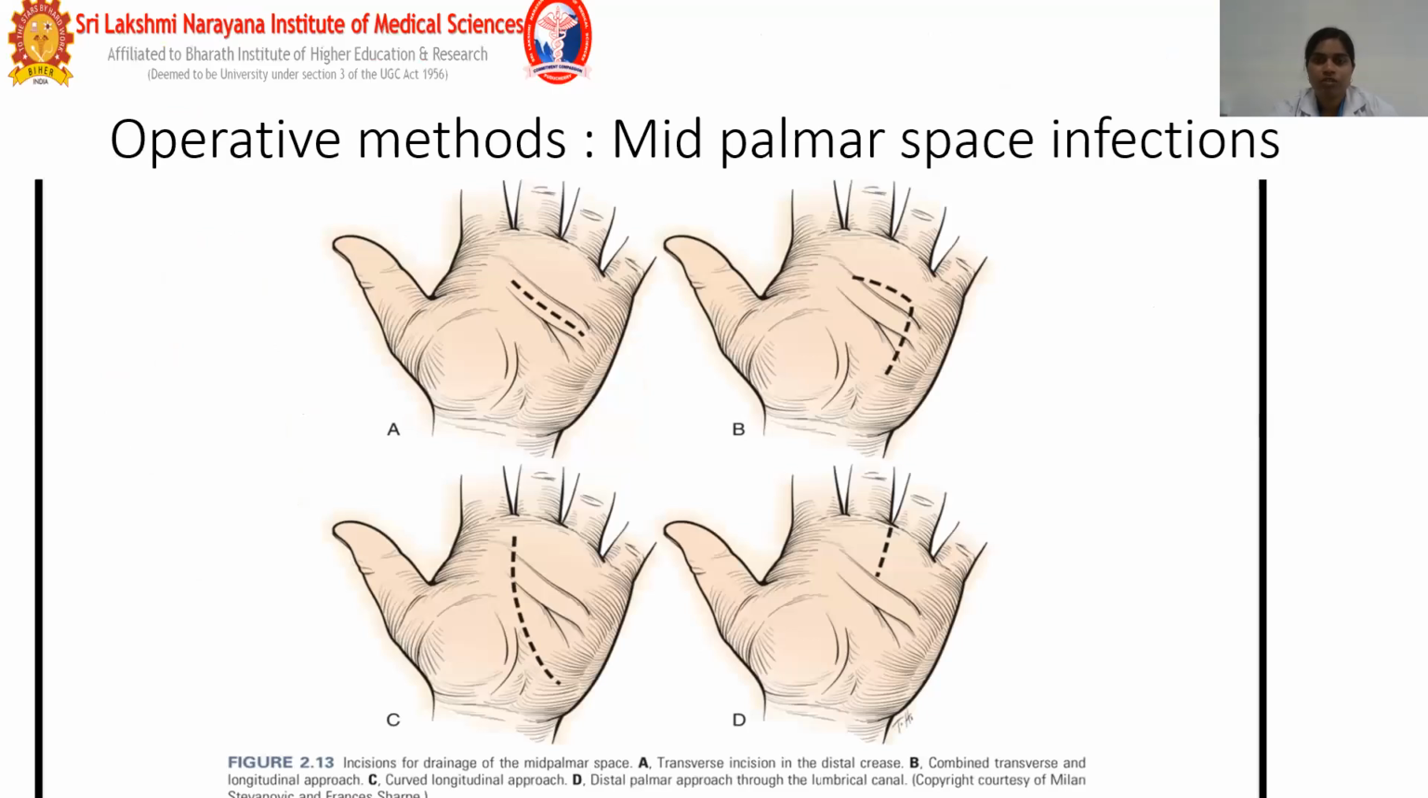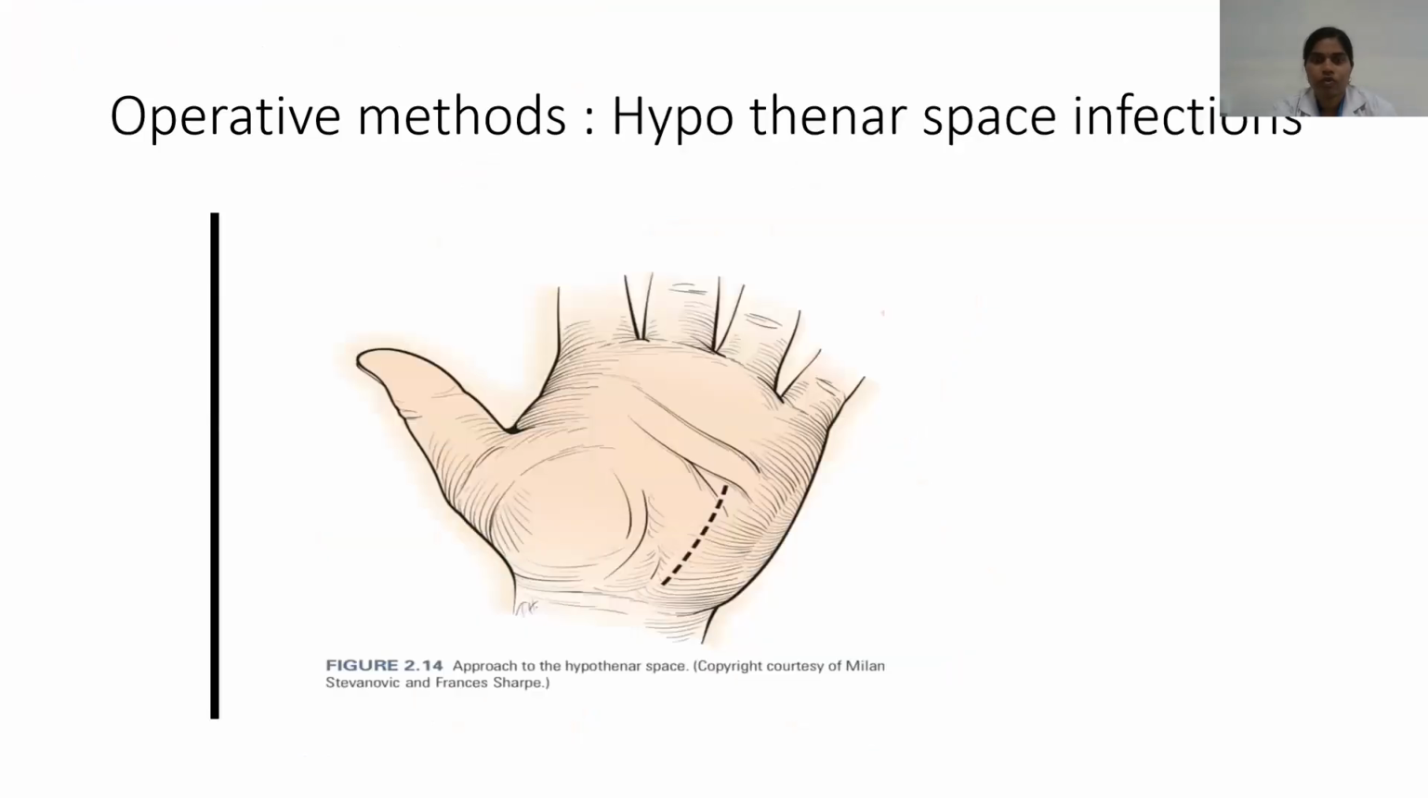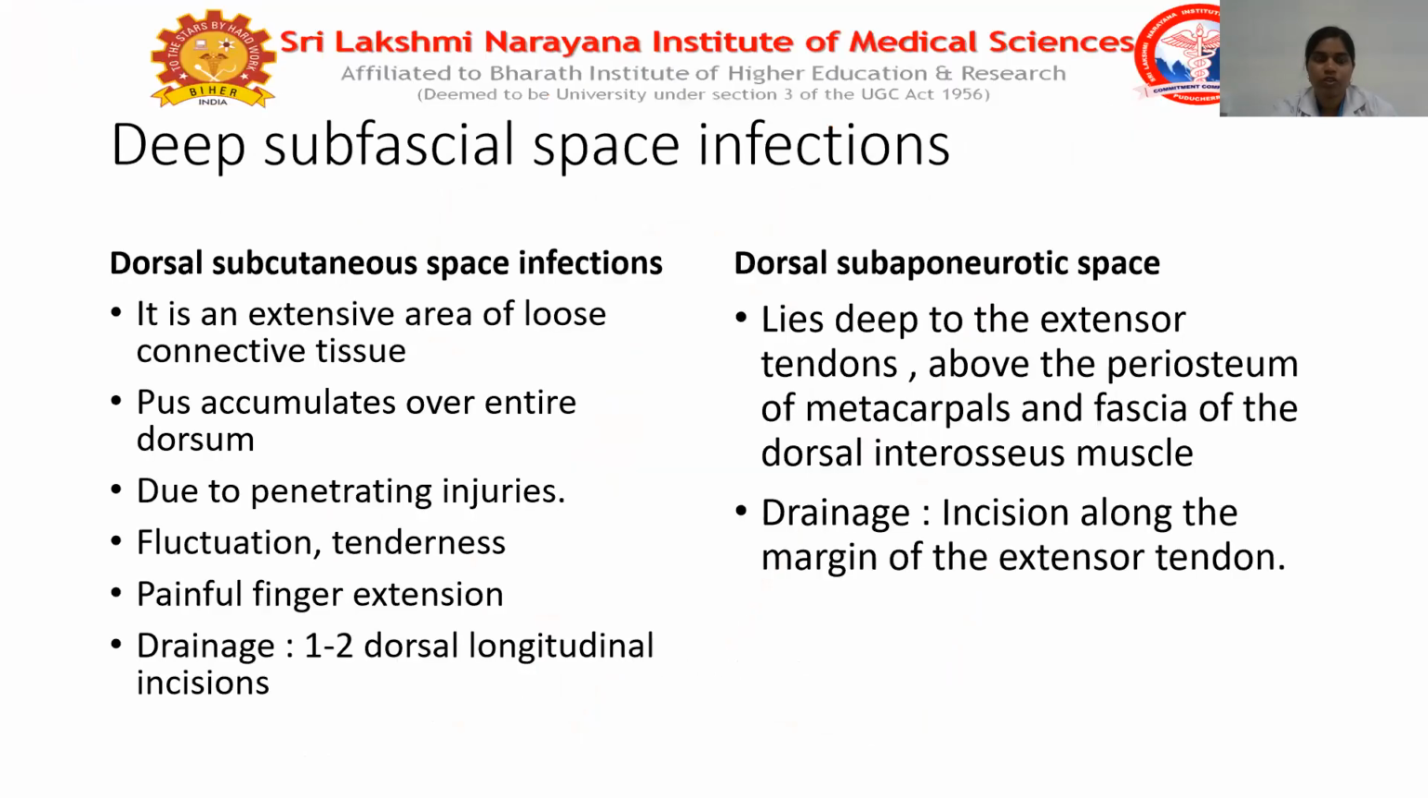Coming to the mid-palmar space infections. The incision and drainage for mid-palmar space can be a transverse incision in the distal crease, or a combined transverse and longitudinal approach, or a curved longitudinal approach, or a distal palmar approach through the lumbrical canal. Coming to hypothenar space infections, a longitudinal incision can be given to decompress the hypothenar space.